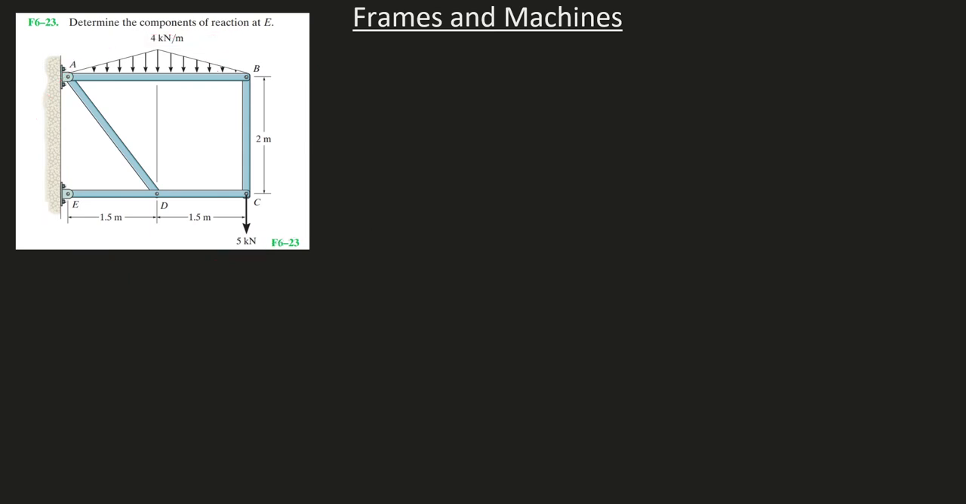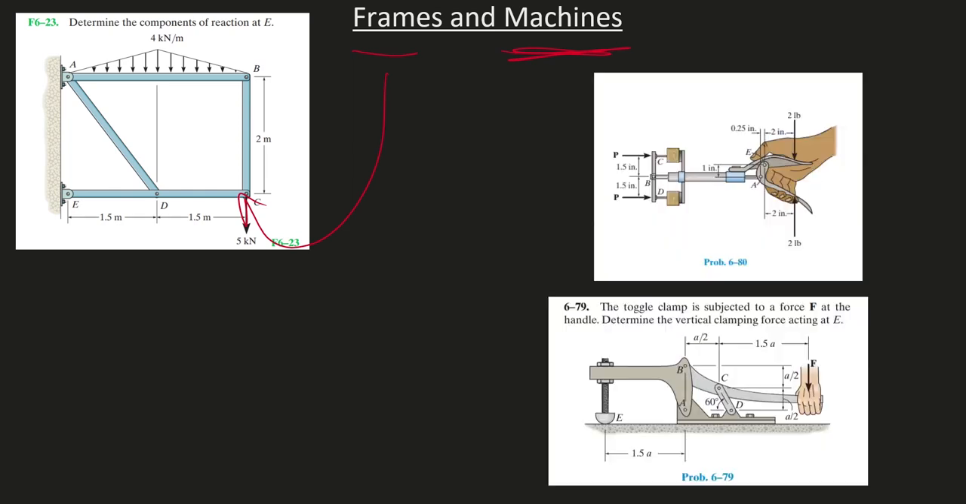But let's just start out with some basic information. So frames and machines. Frames are things like this. This structure is not supposed to be moving. It's a frame. So pretty simple. Machines are things that are supposed to be moving. These two things are machines because they're supposed to have moving parts. You know, this guy's supposed to clamp his fingers, and that's supposed to take this whole thing and move it this way, and you know, we'll have motion here as well.